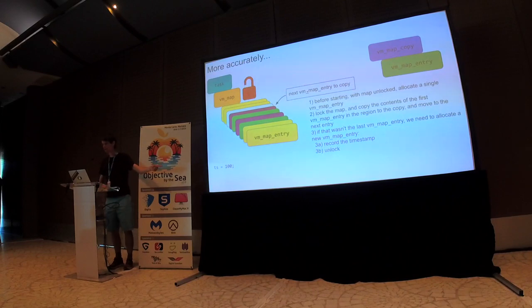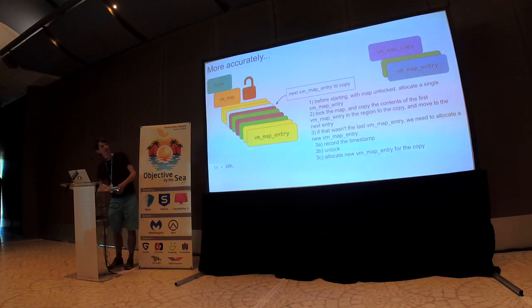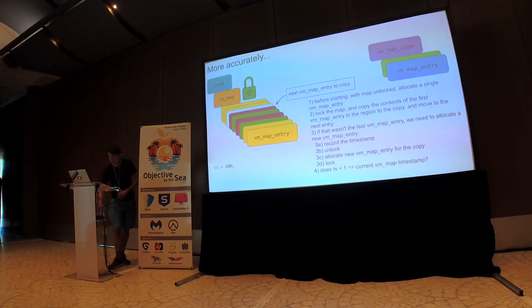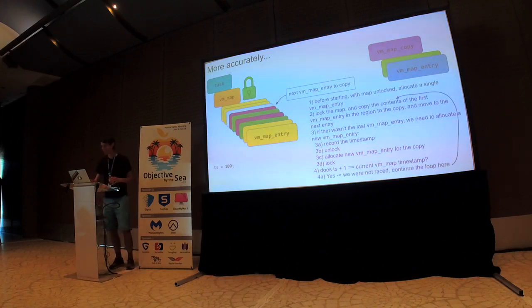We're going to record the timestamp. We're going to drop the lock. We're going to allocate a new VM map entry onto our list in the VM map copy. Then we're going to take the lock again. And then we're going to see, does 100 plus 1, our timestamp when we dropped the lock plus 1, equal the current VM map timestamp? Did anyone race us? And this is not purely detecting whether anyone maliciously raced against us. This just means, really, did anything else happen which modified the state of the map? And don't think about what might have happened if it modified the state of the map 4 billion times and the timestamp overflowed. That's not the bug, but that is a bug.